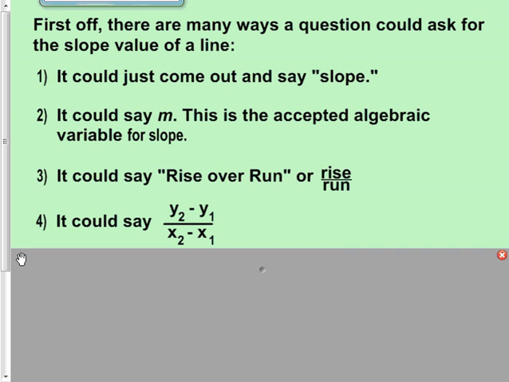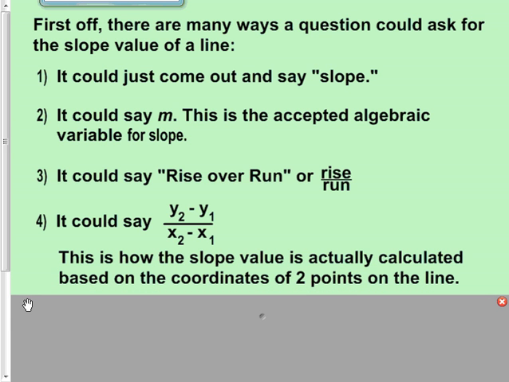From time to time, you will see a question actually use the slope calculation formula exactly like this. This is how the slope value is calculated based upon the coordinates of 2 points on the line. We have 2 points, which we're going to see are x1, y1, and x2, y2. Using those 4 values, the 2 abscissas and the 2 ordinates, we can plug into this formula for y2 minus y1 over x2 minus x1, and it will tell us exactly what is going on with the slope of the line.